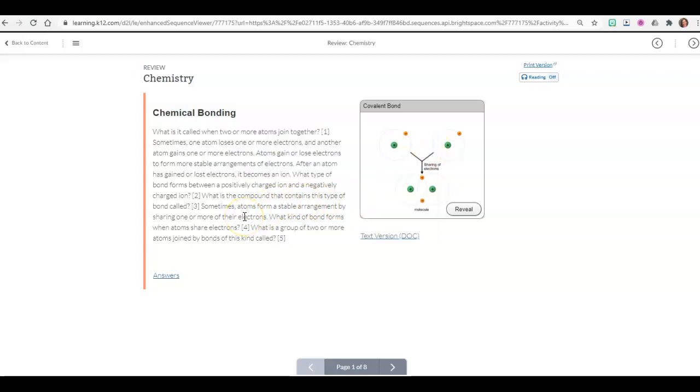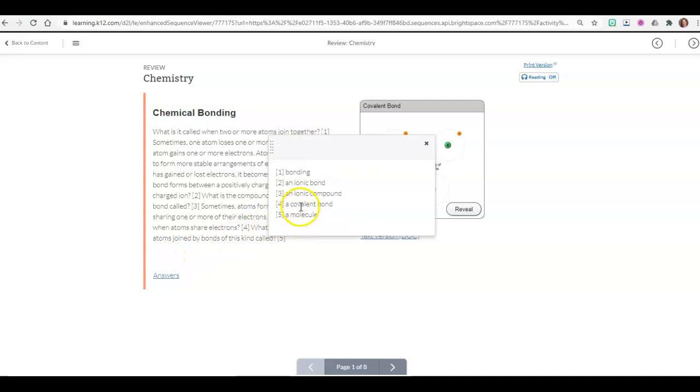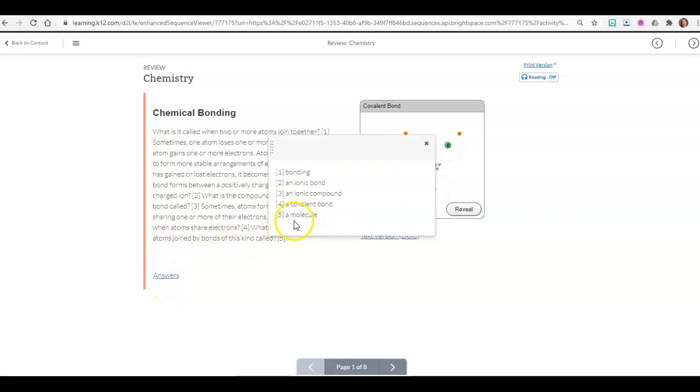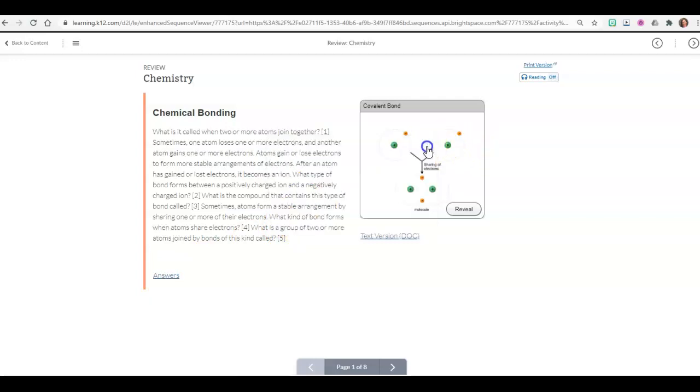And sometimes atoms form a stable arrangement by sharing one or more of their electrons. What kind of bond forms when atoms share electrons? And we know when they share, that is called a covalent bond. So have that in your notes. And what is a group of two or more atoms joined by bonds of this kind called? And that answer is a molecule. Okay, so lots of things to have in your notes there.